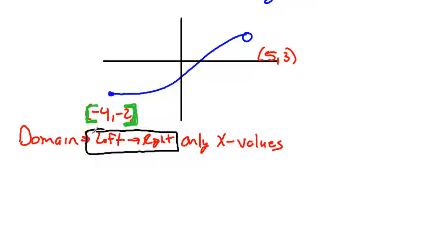Okay, so you're going left to right, and you're only going to use x values. So tell me the left-hand point that's on the graph. That's this point's at -4, -2. So you're going to give in -4. Your right-hand endpoint's at 5. That one's an open circle, so you use a parentheses on that one.